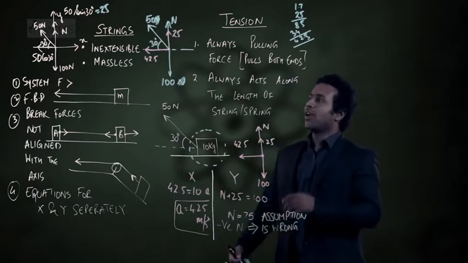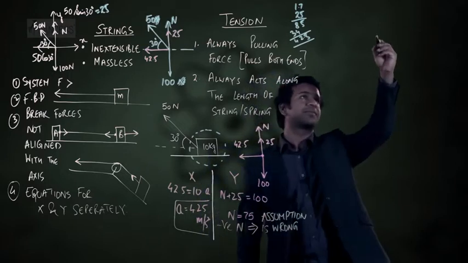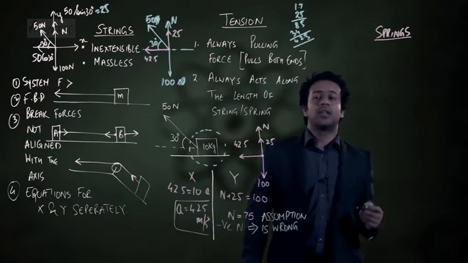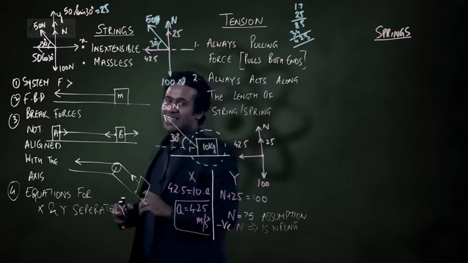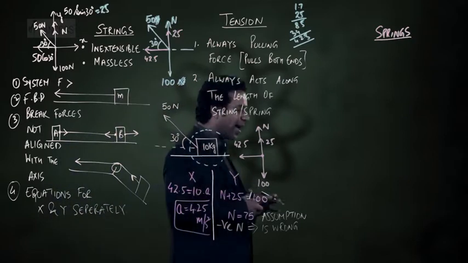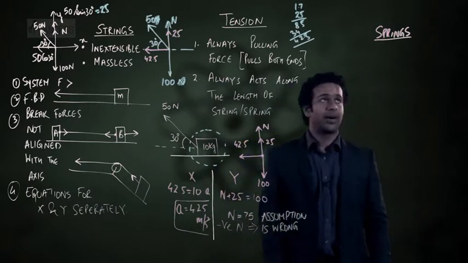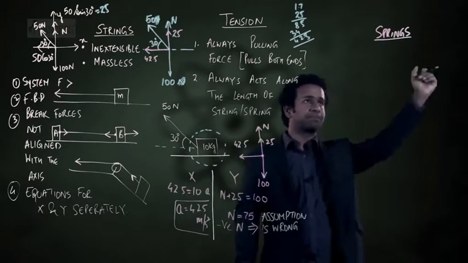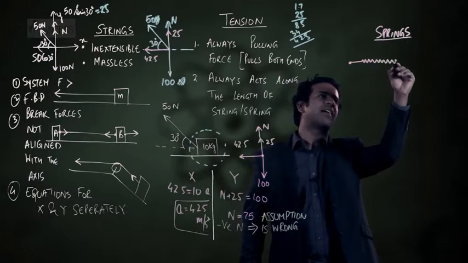Right. So now that we understand strings, let's briefly look at how springs behave. The one major difference between a string and a spring is that strings can only pull, but springs on the other hand can push when they are compressed. So let's first look at how a spring exerts force. We will show a spring by the symbol that I have drawn.